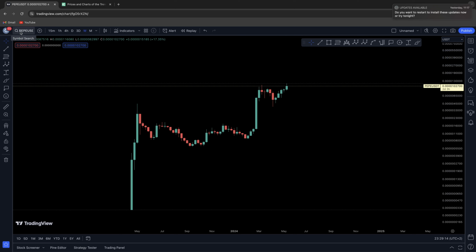This evening we will be covering PEPE against USDT on the weekly time frame.